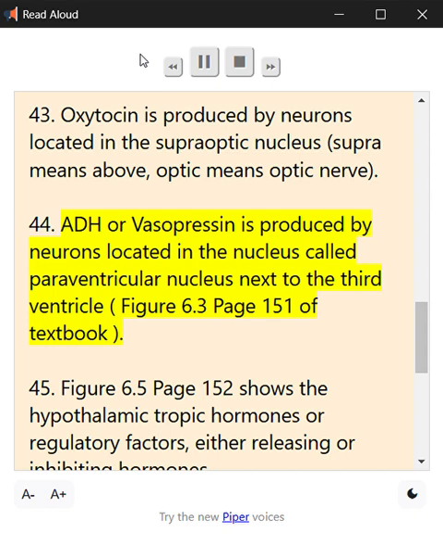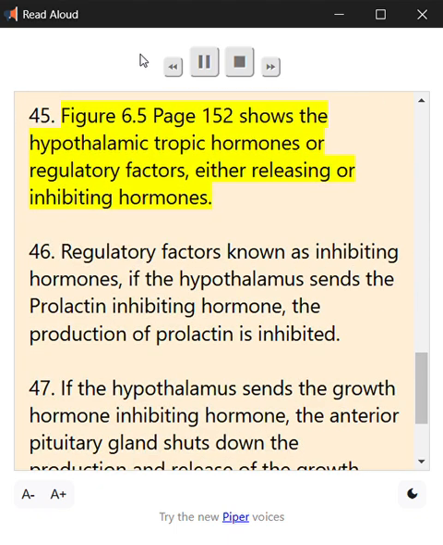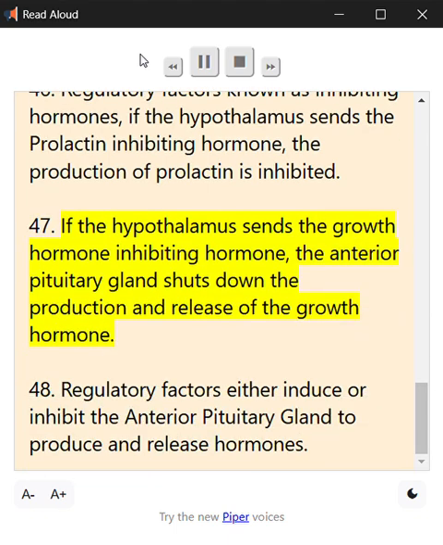Figure 6.3, page 151 of the textbook. 45. Figure 6.5, page 152, shows the hypothalamic tropic hormones or regulatory factors, either releasing or inhibiting hormones. 46. Regulatory factors known as inhibiting hormones. If the hypothalamus sends the prolactin inhibiting hormone, the production of prolactin is inhibited. 47. If the hypothalamus sends the growth hormone inhibiting hormone, the anterior pituitary gland shuts down the production and release of the growth hormone.